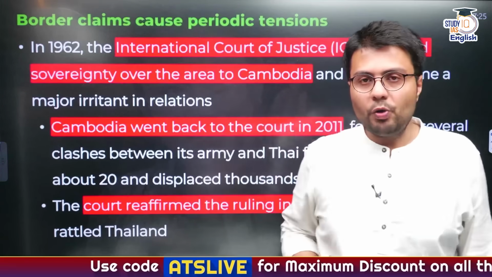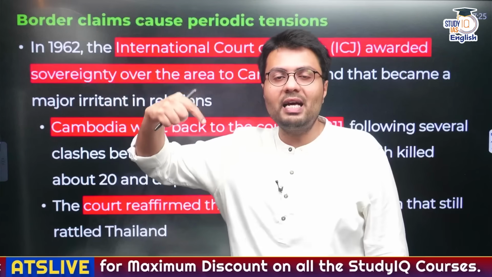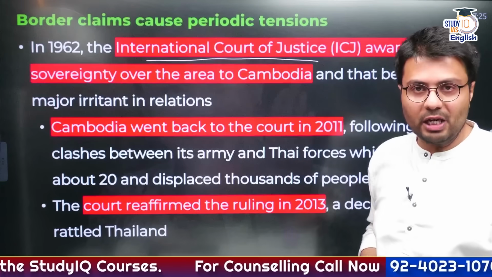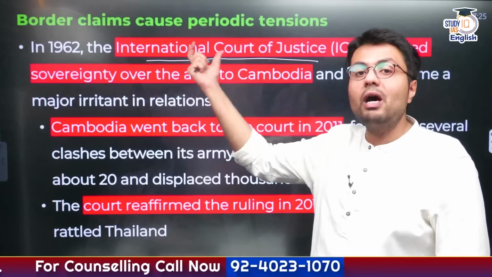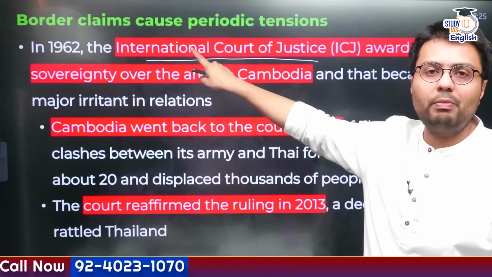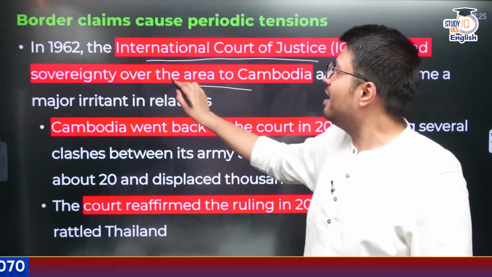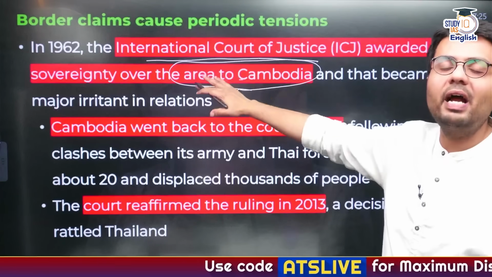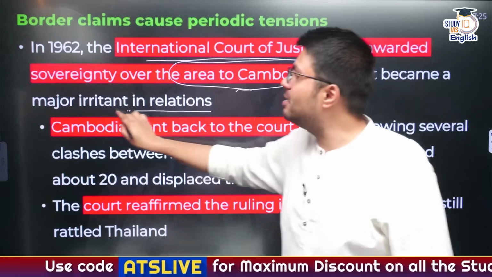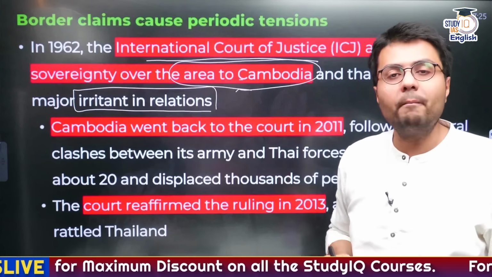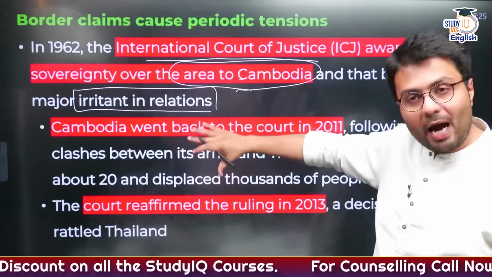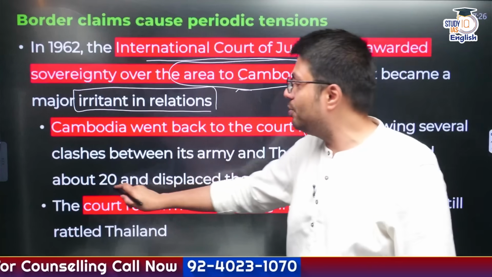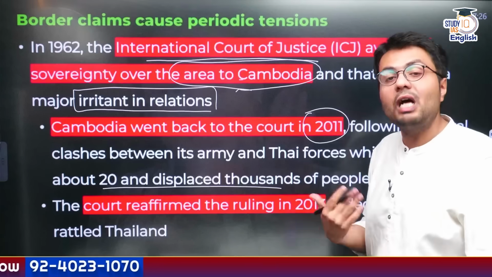Now, to solve this dispute, what Cambodia has done previously is that it has favored intervention of a third party. This third party particularly is the International Court of Justice. In 1962, Cambodia approached the International Court of Justice, and in a judgment the ICJ actually favored the interpretation made by Cambodia over its boundary. And this ruling of 1962 by the ICJ is the major source of irritation in the relations of Cambodia and Thailand. Now, Cambodia went back to the ICJ in 2011 when clashes happened between these two countries, and it led to the death of more than 20 people and the displacement of thousands of people.